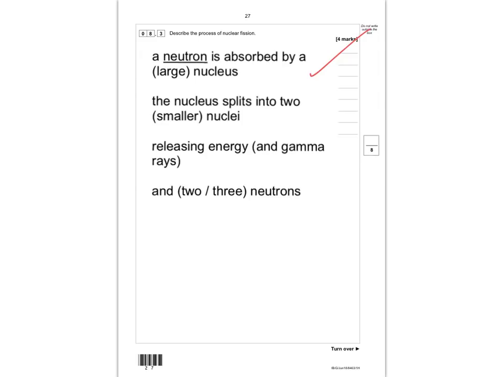The nucleus splits into two smaller nuclei. We get your second mark. That process releases energy, or gamma radiation, and it also releases up to 2 to 3 neutrons, which go on and form a chain reaction. That brings us to the end of question 8, so please give yourself a mark out of 8, and then we get ready to move on to question 9.